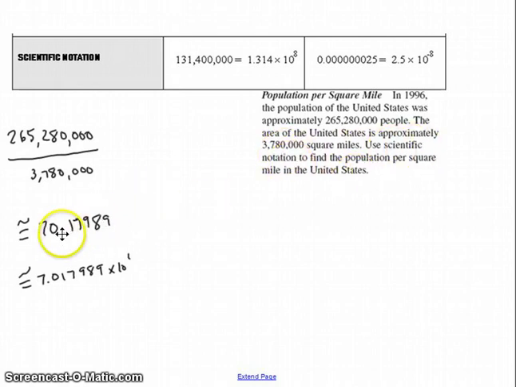Scientific notation says you've only got one digit in front of the decimal, so I moved it over one place. And it becomes 7.0 and the rest of the decimals times 10 to the first power. Because I moved it one space, it becomes to the first power.